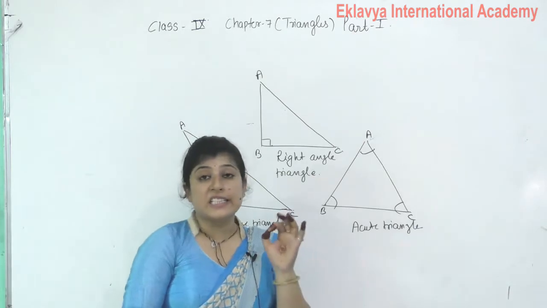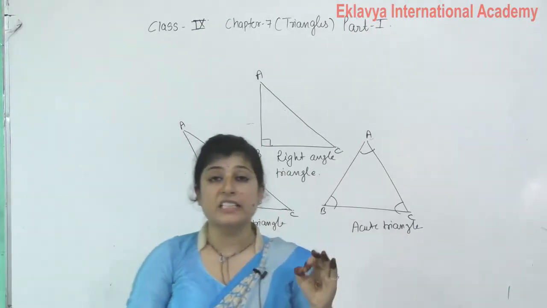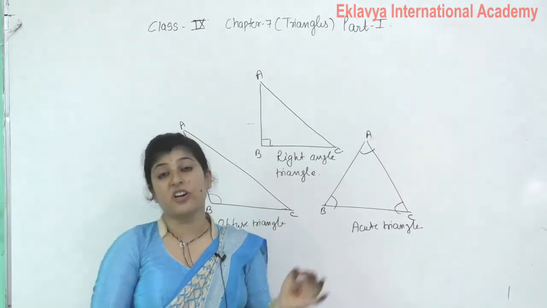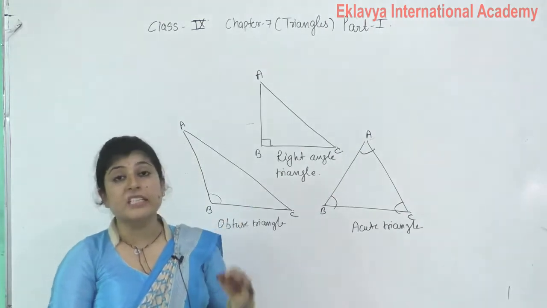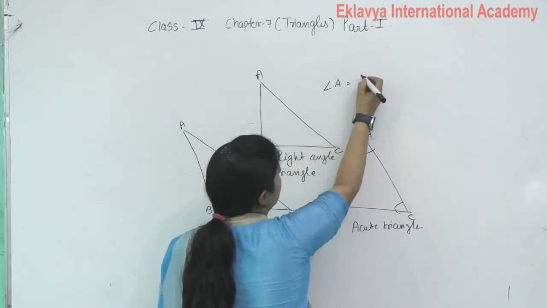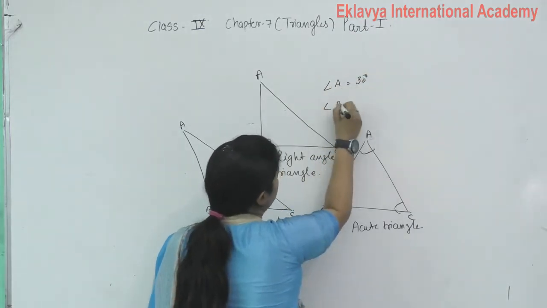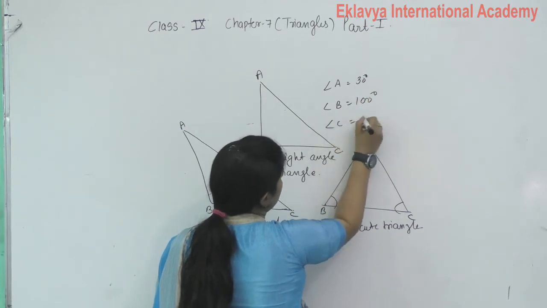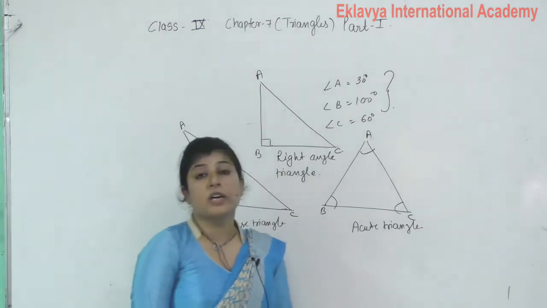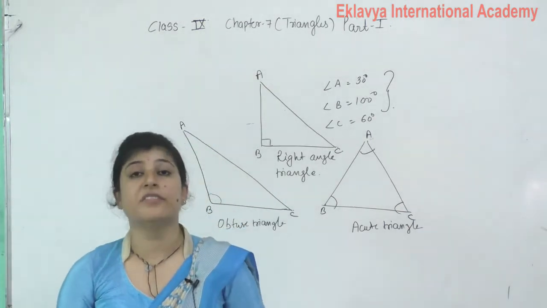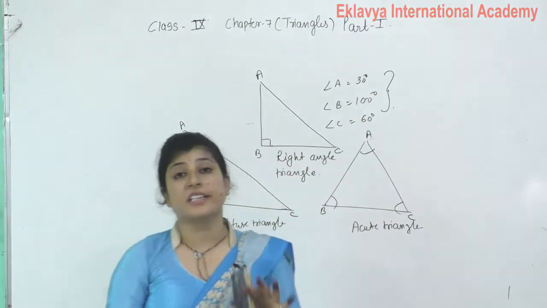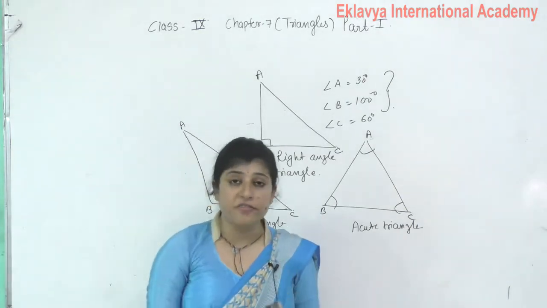For a triangle, it is necessary that the sum of all the angles should be equal to 180 degree. If it is greater than 180 degree or less than 180 degree, then they will not form a triangle. Suppose it is given to you, angle A is equal to 30 degree, B is equal to 100 degree, C is equal to 60 degree. My question is, is it possible to construct a triangle from the given information?